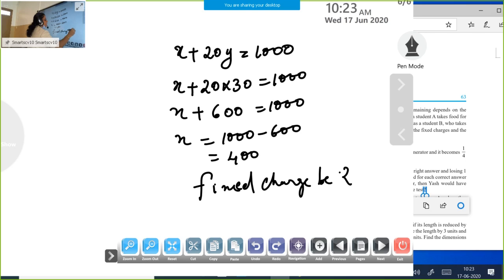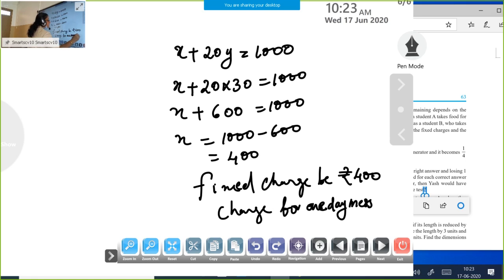Write that the fixed charge is rupees 400 and the charge for 1 day's mess is equal to rupees 30. Clear? You can use any algebraic method: substitution method, elimination method or cross multiplication method.